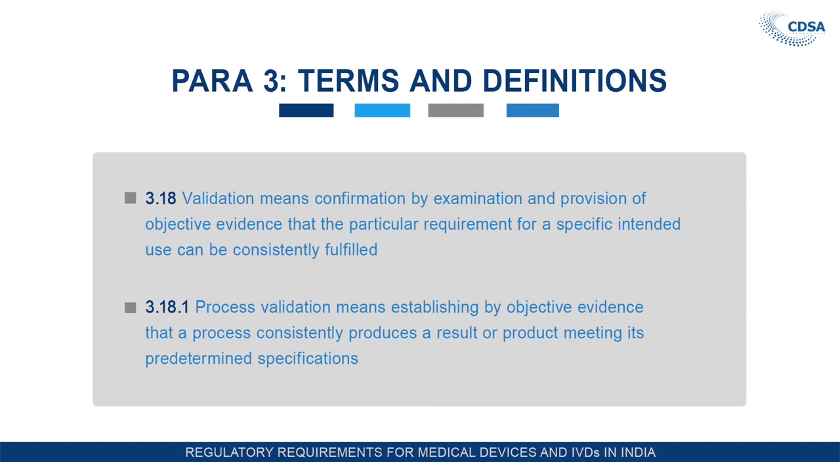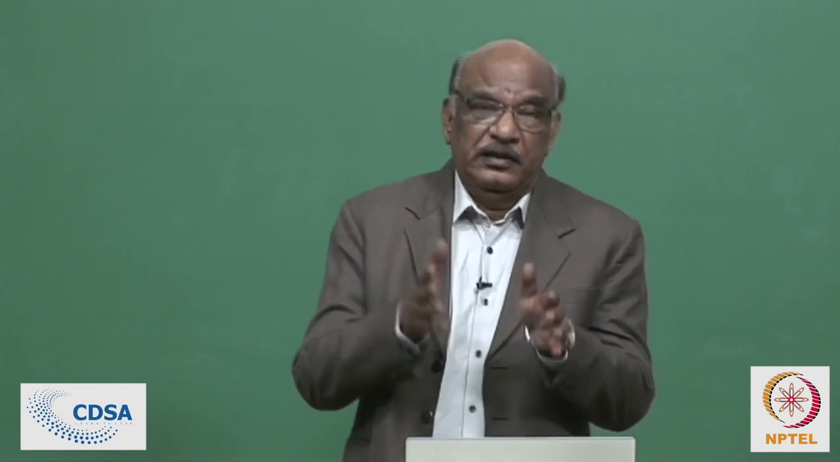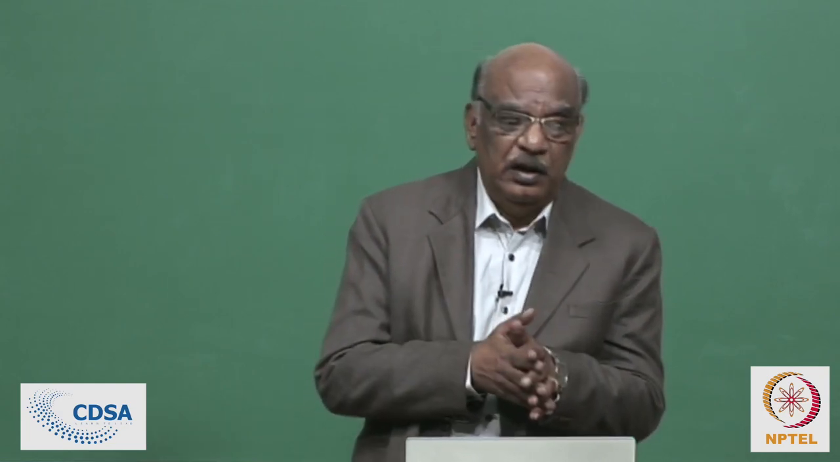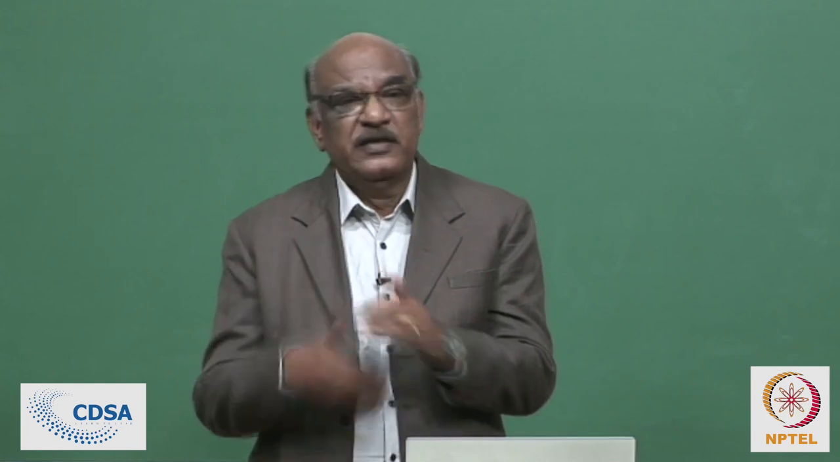3.18.1 is the process validation, which means establishing by objective evidence that a process consistently produces a result or product meeting its predetermined specifications. I am sure the language is very simple to understand, but in case you want to understand further, I can explain that process validation is a system by which, first of all, you have to divide the whole process A to Z into small segments. Now, each segment does its small work to change the raw material into the final product. Each of those segments has to be validated as a simple, separate entity in the process. Once you do that, that process validation will verify that the end result of that process is consistent batch after batch, product after product.